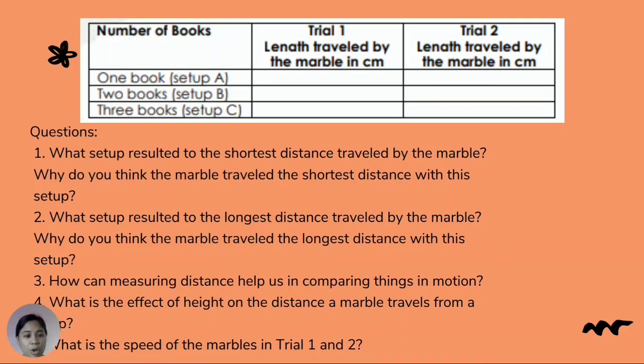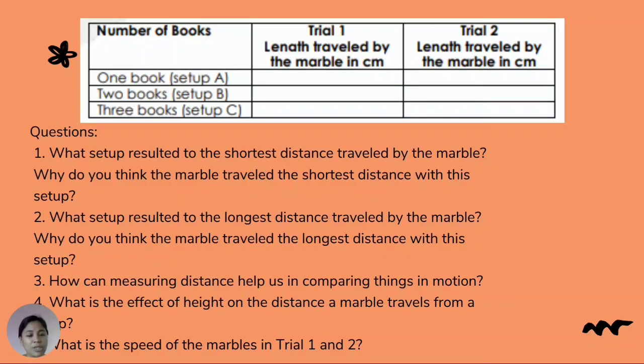Then answer the following questions. First question is, what setup resulted in the shortest distance traveled by the marble? Why do you think the marble traveled the shortest distance with this setup? Number two, what setup resulted in the longest distance traveled by the marble? Why do you think the marble traveled the longest distance with this setup?